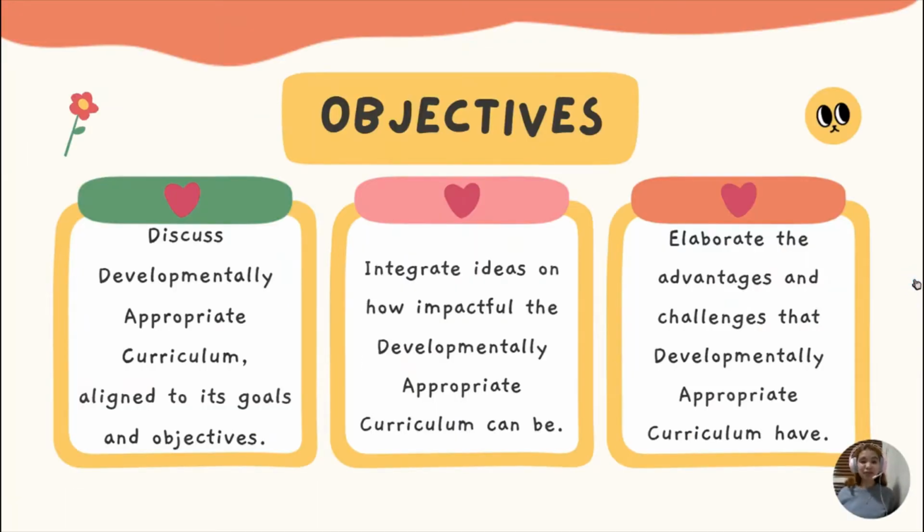So, for our topic, developmentally appropriate curriculum, we have three objectives. The first one is to discuss developmentally appropriate curriculum aligned to its goals and objectives. The second one is to integrate ideas on how impactful the developmentally appropriate curriculum can be. And lastly is to elaborate the advantages and challenges that developmentally appropriate curriculum have.